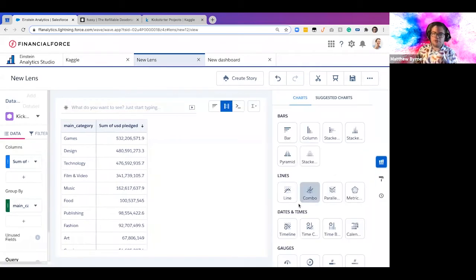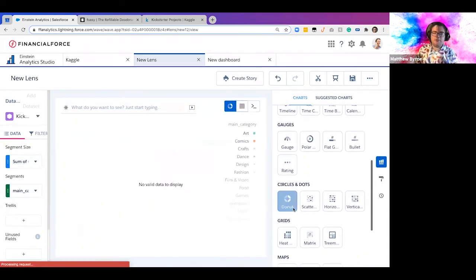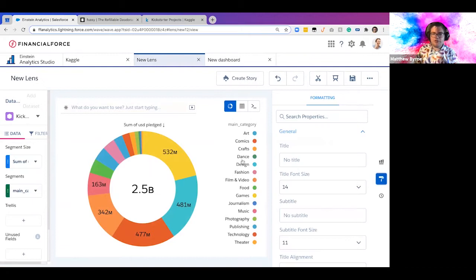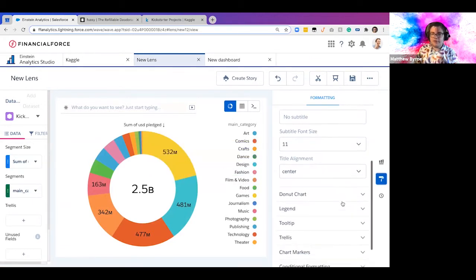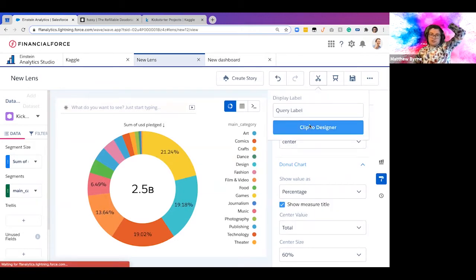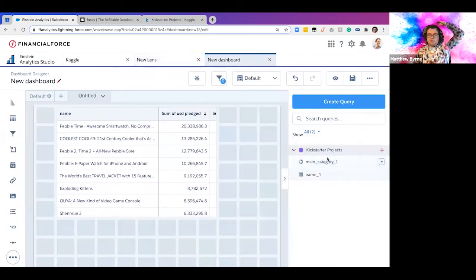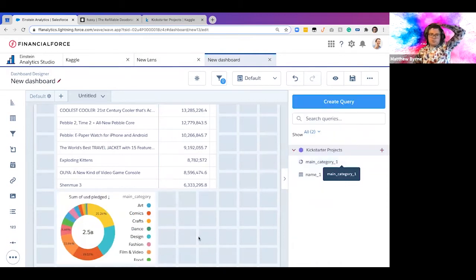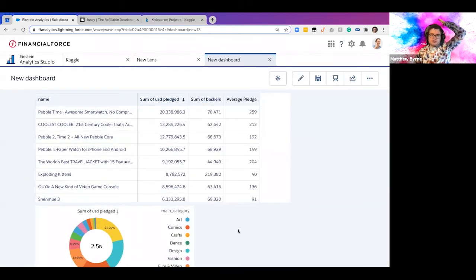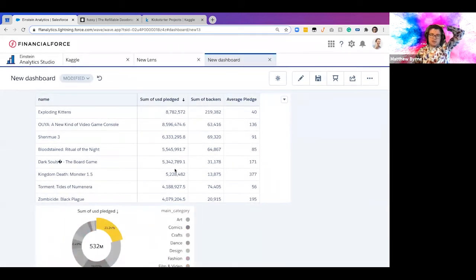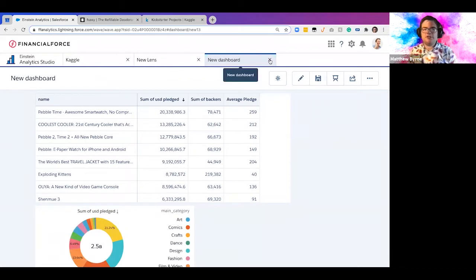Let's turn it into a chart, and I think a good one is a pie chart there. All 25 billion records, the amount invested in each of them, and we can go ahead and change it to donut charts to display the percentage as well. Okay, we could clip it and put it on our dashboard as well. The benefit of Einstein is that if we have multiple charts on the same dashboard, these charts are going to interact with each other. So I could click on games and it's going to show me the top games. There we go. Exploding Kittens. Not heard of that one. But these dashboards are interactive between each other.